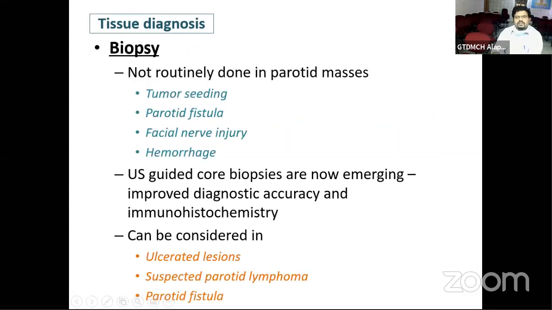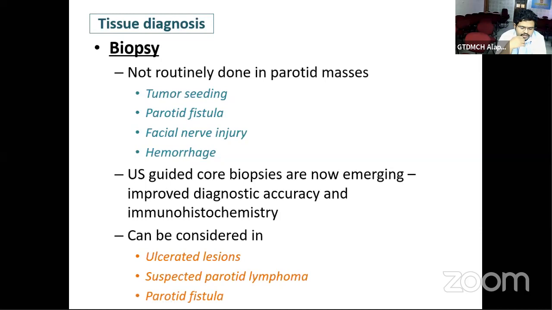For tissue diagnosis, we usually use FNAC. Why don't we do an open biopsy or true-cut biopsy? Because the tumor may seed to the skin and can cause parotid fistula, facial injury, and hemorrhage. Then we can do a core biopsy if we strongly suspect there is a chance of lymphoma. So we can do a guided core biopsy.